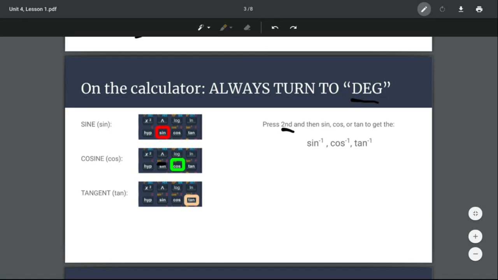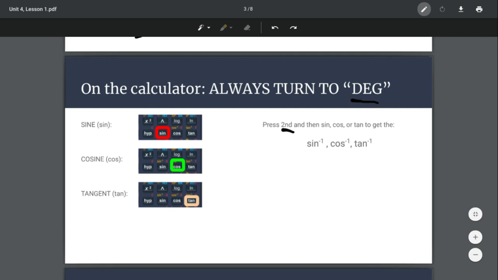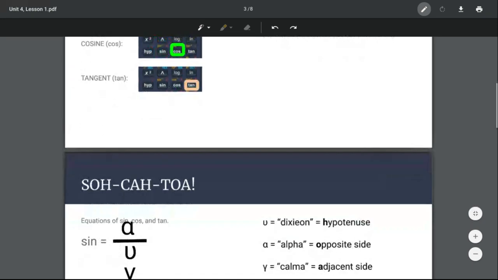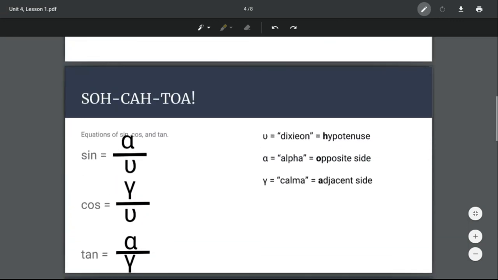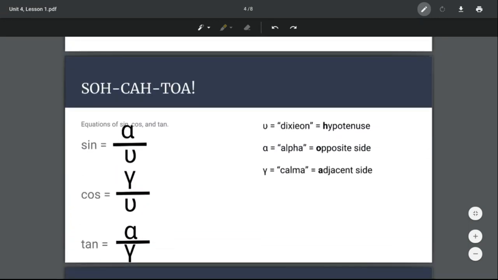Anyways, when you're talking about these, you'll want to refer to them by their full name, not really just their abbreviation. That's just kind of how it is. And here's a tricky thing: Sohcahtoa. That's something that can help you remember certain equations for your sin, cos, and tan.